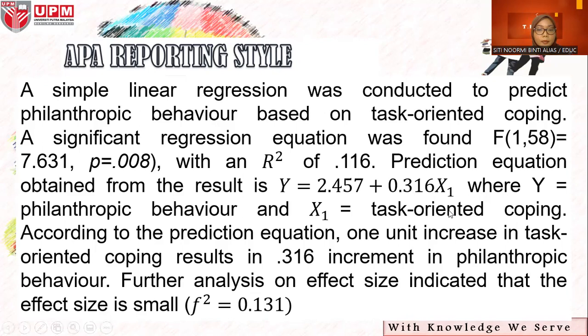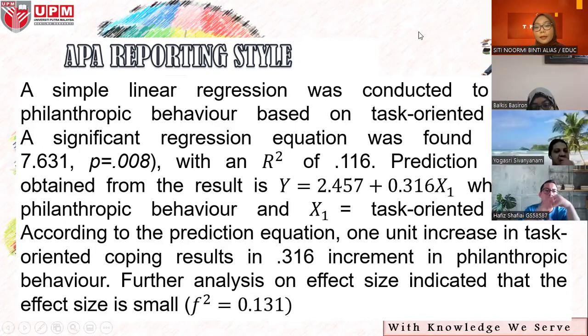So according to the prediction equation, 1 unit increase in task-oriented copying results in 0.316 increment in philanthropic behavior. Further analysis on effect size indicated that the effect size is small. F square equals to 0.131. Right? So this is an example of how to report.